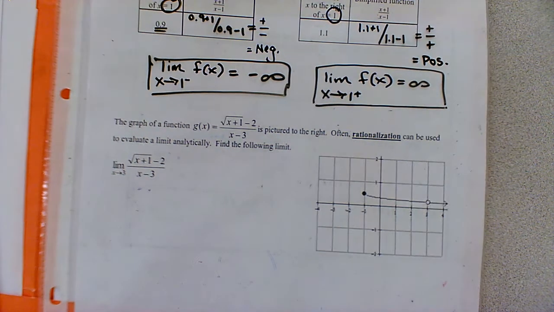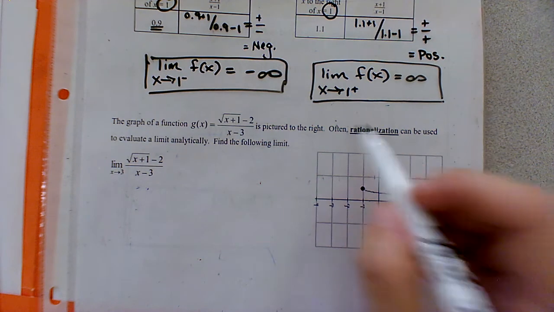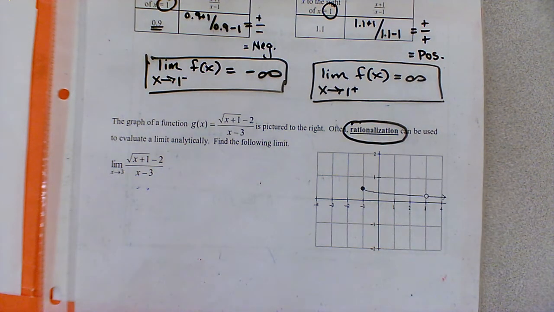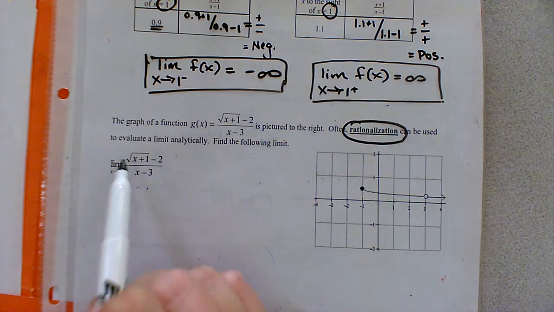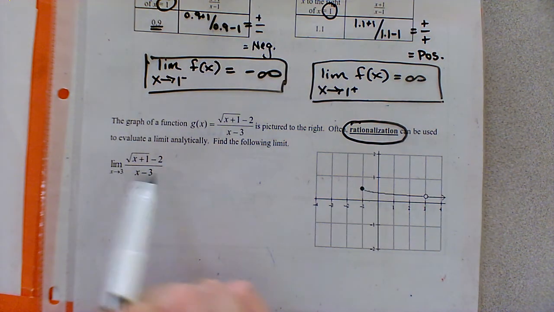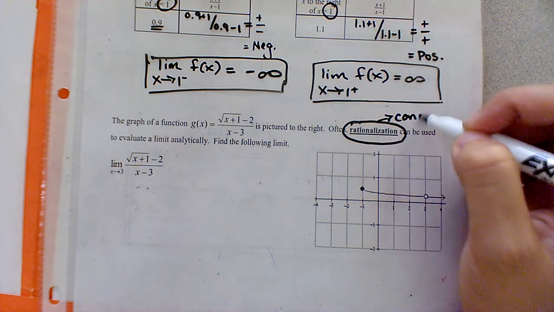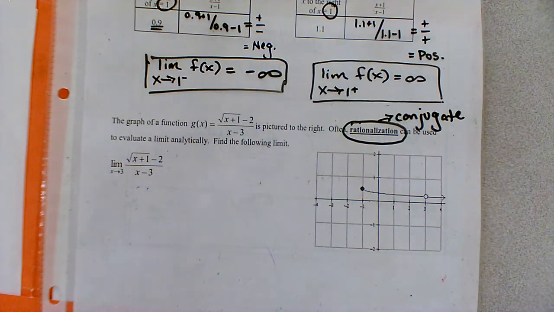Another method that we can use to help us evaluate limits by hand is what's called rationalization. And you may or may not have heard of this word before, but rationalization is a process or a technique that we can use whenever our function involves a square root somehow. And in order to do that, we're going to use what's called a conjugate. So we'll talk about that in a second.